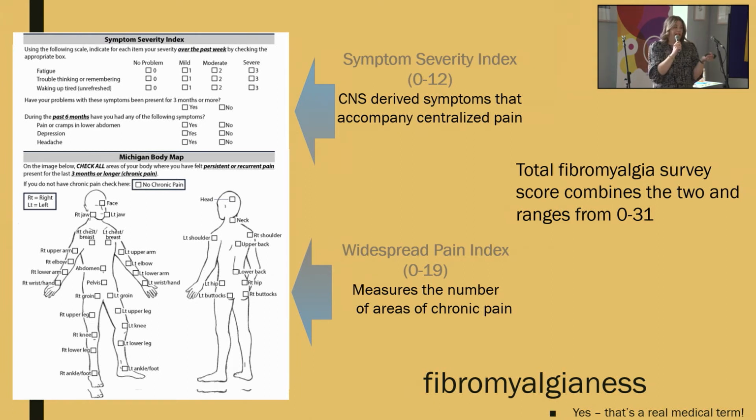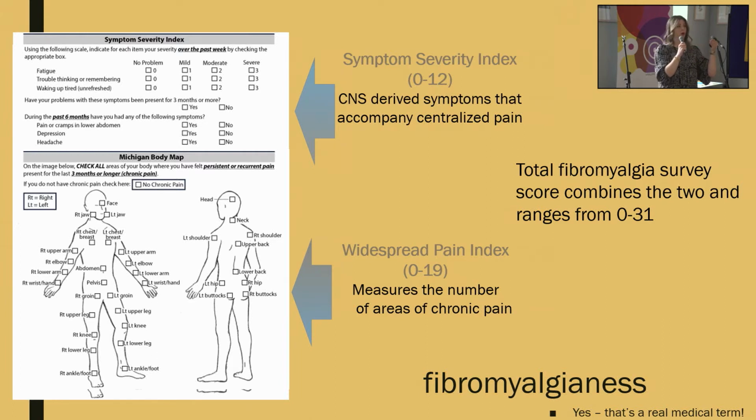Your max score on this is a 31, and when I see a patient with 31, I know that their symptom burden is huge. This is someone who's probably having a really hard time functioning in their daily lives. Maybe they're even having trouble taking care of themselves, doing their activities of daily living. Whereas a patient with a score of 13, depending on where they get their points, maybe doesn't have really significant widespread pain, but they've got a lot of these other associated symptoms that we know go along with fibromyalgia.